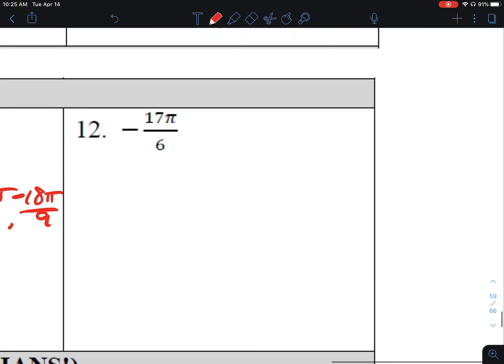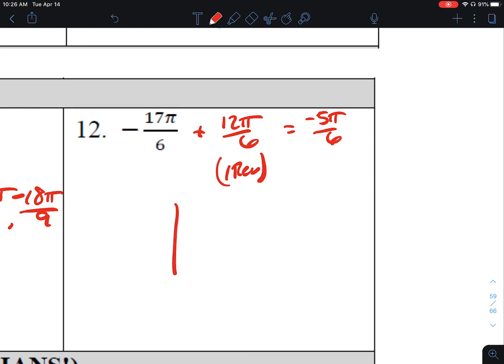Number 12, this is more than 1 revolution because the top number is a bit more than twice as big as the bottom number. That tells you it's more than 1 revolution, because 1 revolution is 2 pi, which means 2 pi over 1. The top number is twice as big as the bottom without the pi. So I'm going to find a coterminal angle for this by adding a complete revolution. This is going to be negative 5 pi over 6.